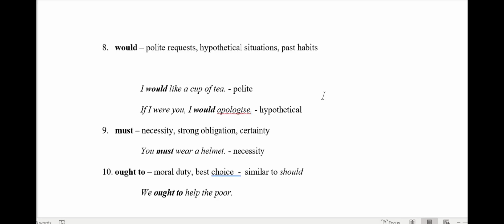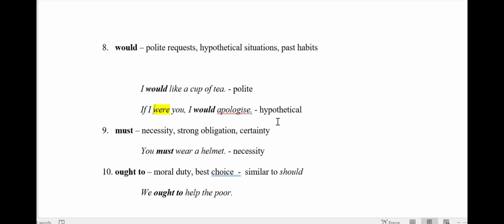Then, if you are speaking about any imaginary situation, you say, if I were you. It is not if I am you or I was you. Because it is a hypothetical situation, the helping verb is always were. So the sentence is, if I were you, I would apologize. I would apologize. Past tense again, hypothetical situation.